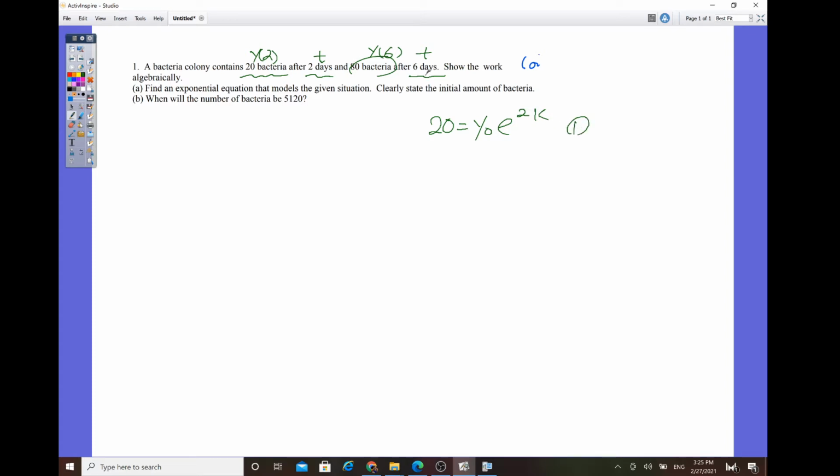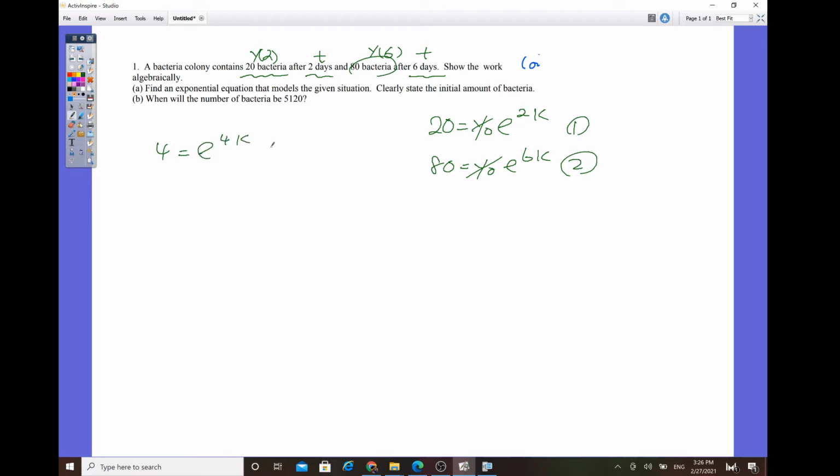The second equation will be similar: 80 equals y0 times e to the power of 6k. Now what you need to do here is divide, so 80 divided by 20, the second equation divided by the first one, which gives you 4. The y0 divided by y0 cancels, and then e to the power of 6k divided by e to the power of 2k gives e to the power of 4k.